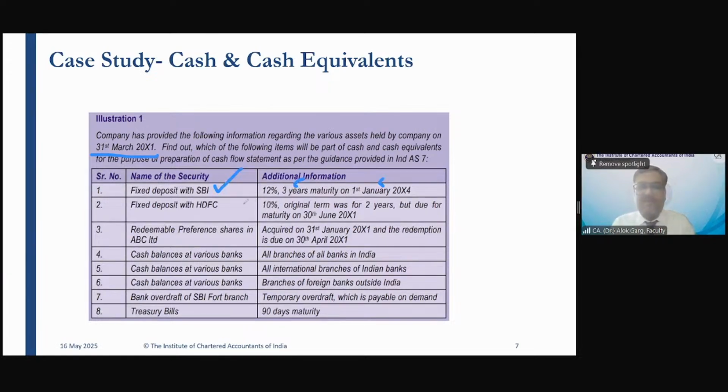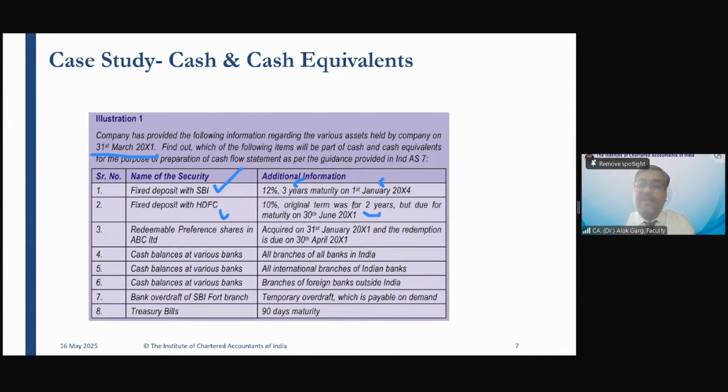Fixed deposit with HDFC Bank, 10%. Original term was for 2 years, but due for maturity on 30th June 20x1. Will this be a cash equivalent? No, sir. While it is a current asset and a short-term investment, because this fixed deposit will mature within 3 months, 30th June, means within 90 days.